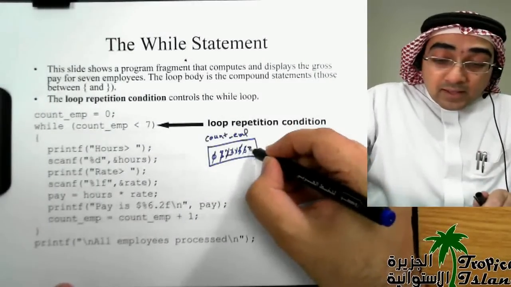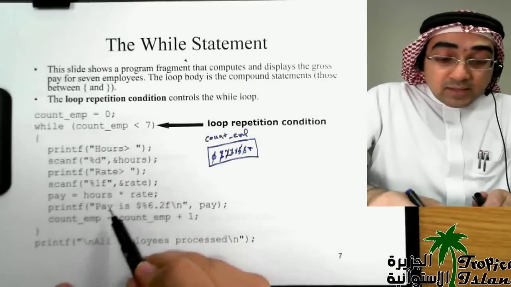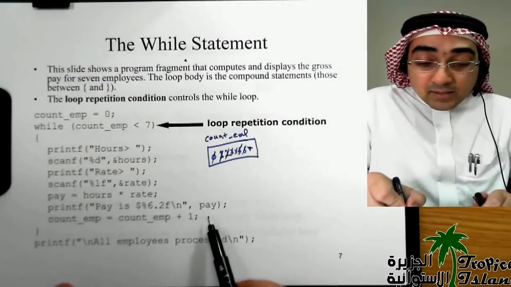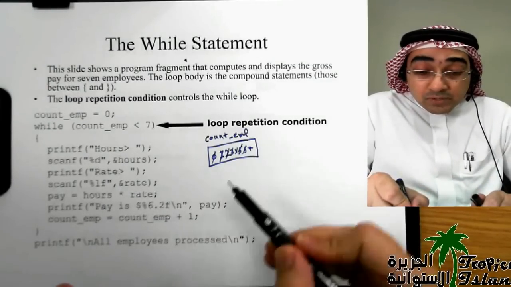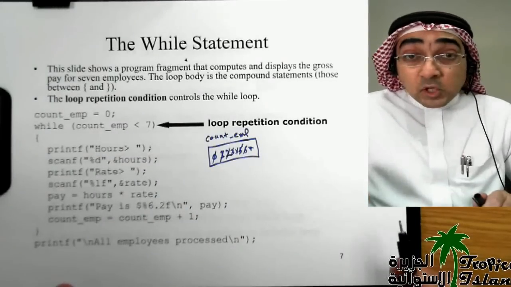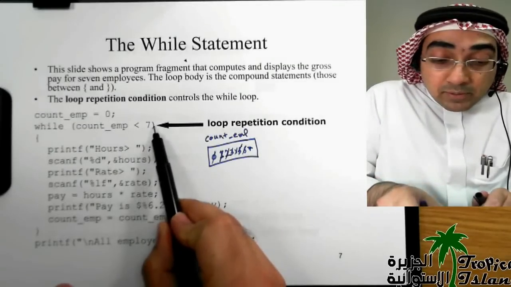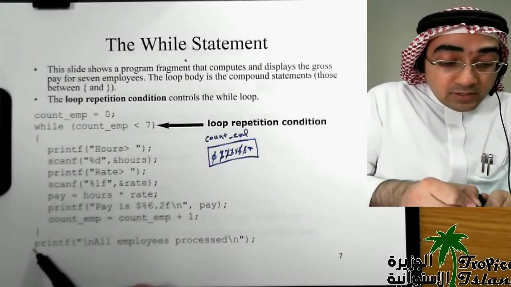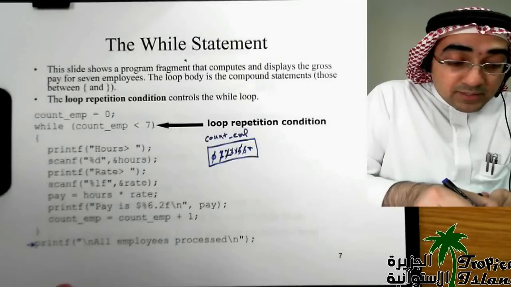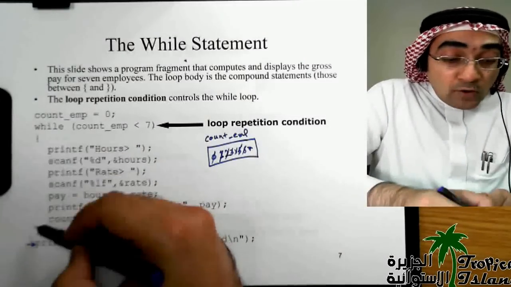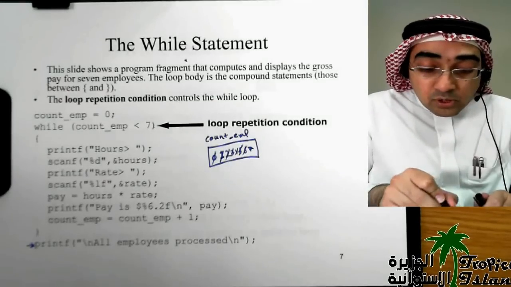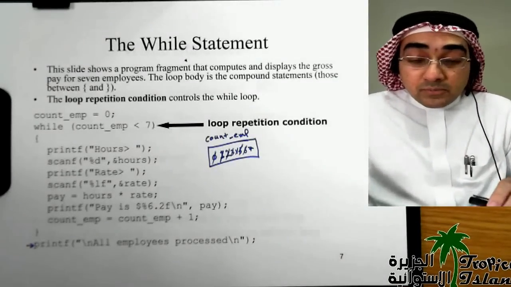And then I'm going to come to the 6th person, take the hours, calculate the rate, take the rate, calculate the pay, and then print the pay. And then I'm going to increment my number by 1, so I'll have a 7. So 7 is less than 7? No, that condition is false. So my program is going to jump from here and start from this line of code. It will start from exactly after the curly bracket of the loop that I am in. Then it will print all employees have been processed. I finished processing all employees. It will be printed to the user.